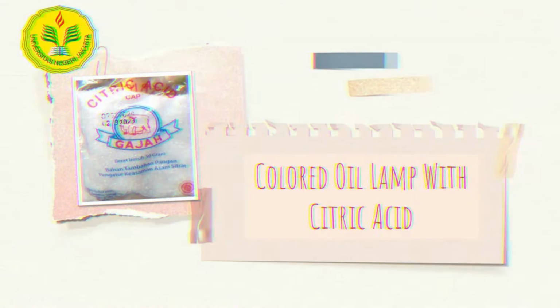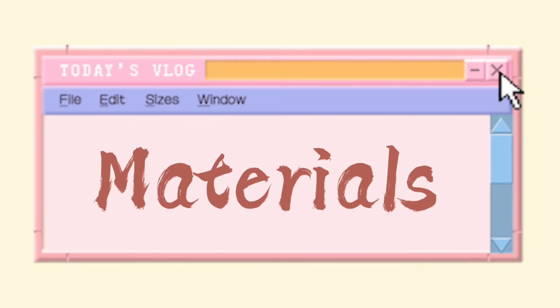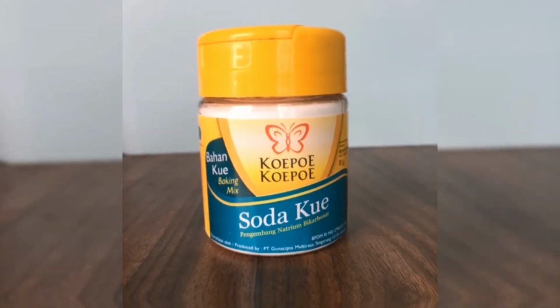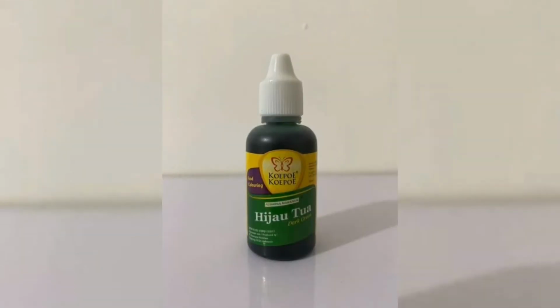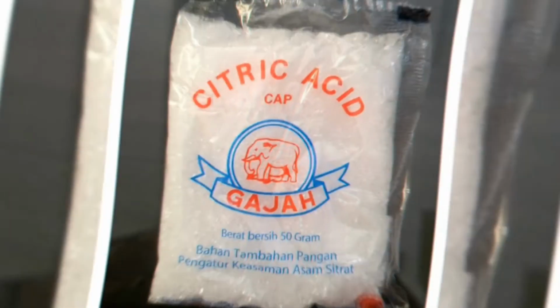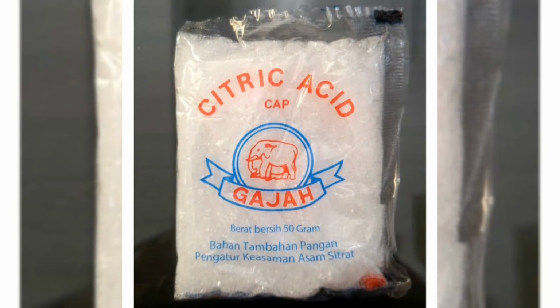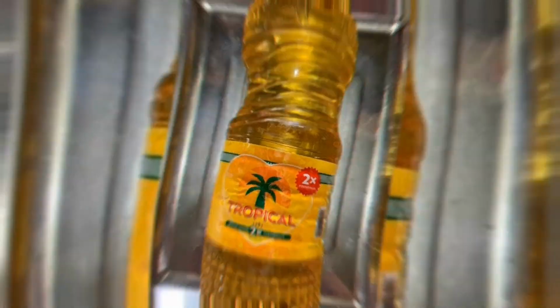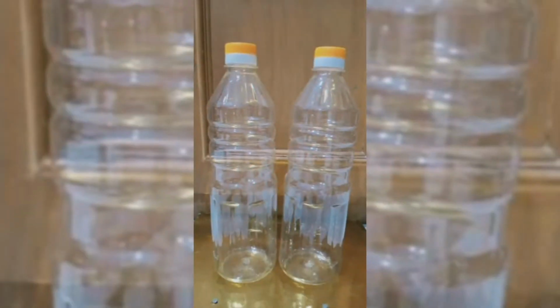Okay, let's move on to see the colored oil lamp with citric acid in the making. To make the colored oil lamp, we need to prepare some materials such as 1 tablespoon of baking soda or sodium bicarbonate, 3 to 4 drops of food coloring, 52.53 grams of citric acid, 1 cup of oil, and the last one is an unused bottle.